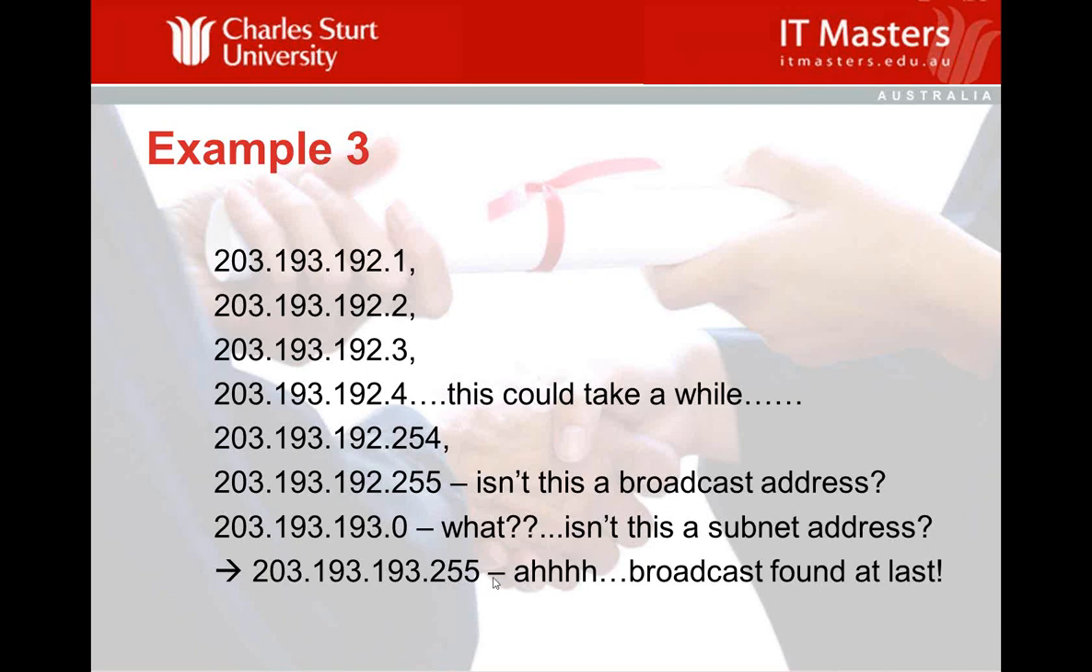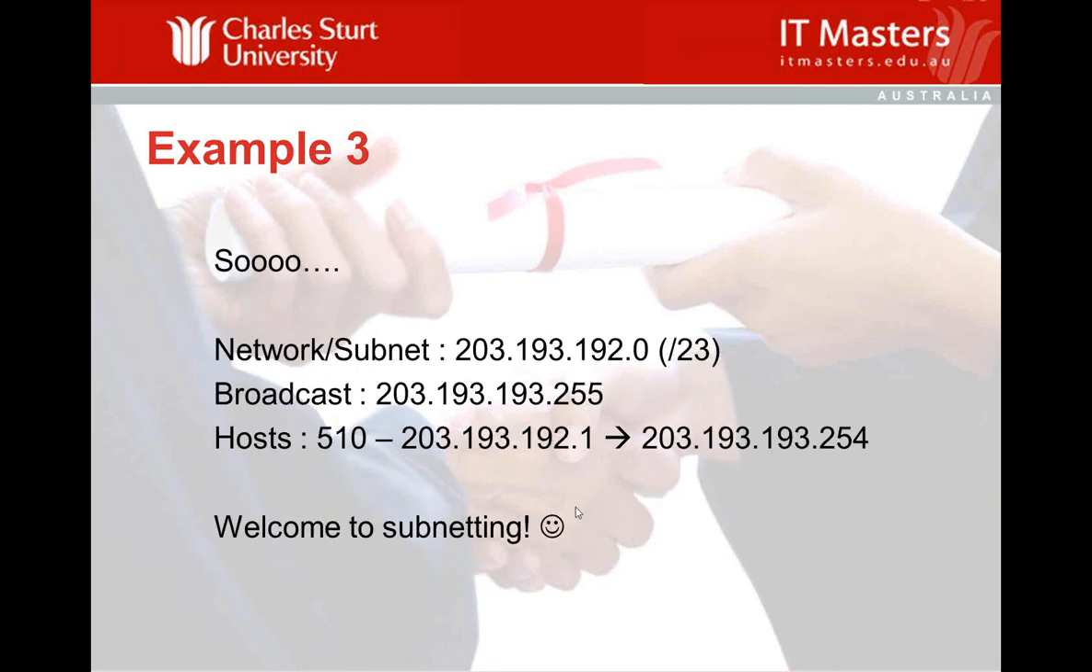So we keep counting our 510 addresses up. So the broadcast address becomes 203.193.193.255. Okay. So the network subnet is 192.0/23. The broadcast address is 193.255. And everything in between is a valid host address. Everything. So 192.1 through to 193.254. So there you have it. Welcome to subnetting.